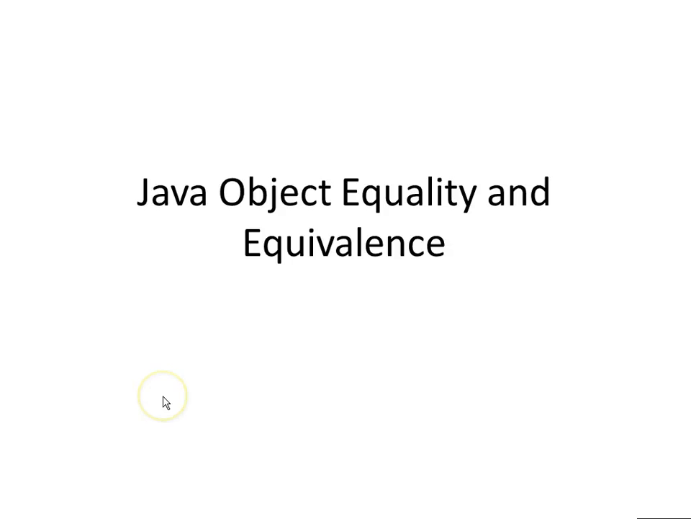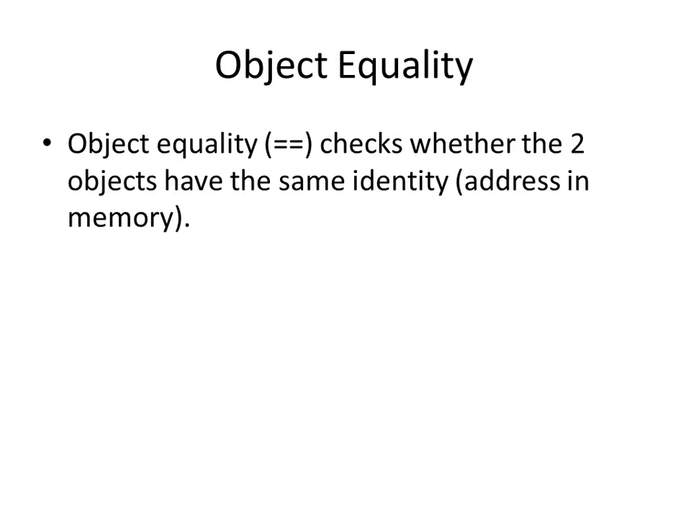In this class, we'll discuss object equality and object equivalence. Object equality basically checks whether two objects have the same identity. By identity we mean whether two objects have the same address in memory.